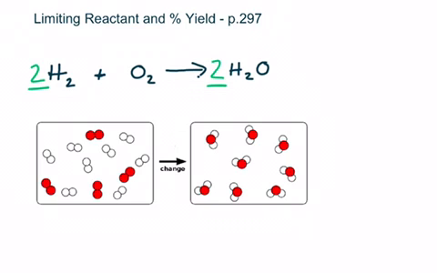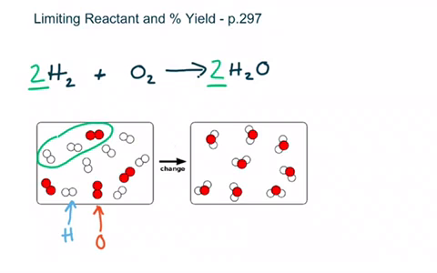So let's begin by considering the first scenario in which we have exactly the amount of hydrogen needed to react with each oxygen molecule to produce the proper amount of water. So here we can see, if we assume that the hydrogens are white and the oxygens are red, that because we have a total of 8 hydrogen molecules and 4 oxygen molecules, there are 2 hydrogen molecules that can react with each oxygen molecule to form 2 molecules of water.